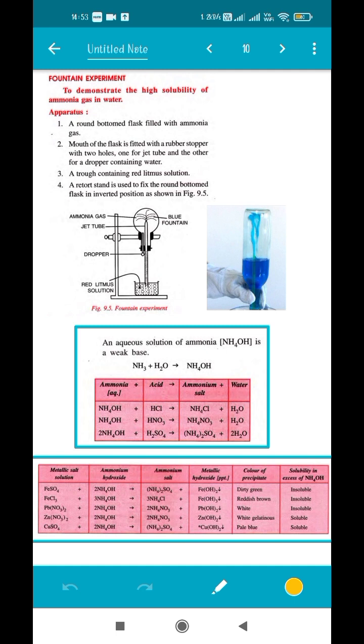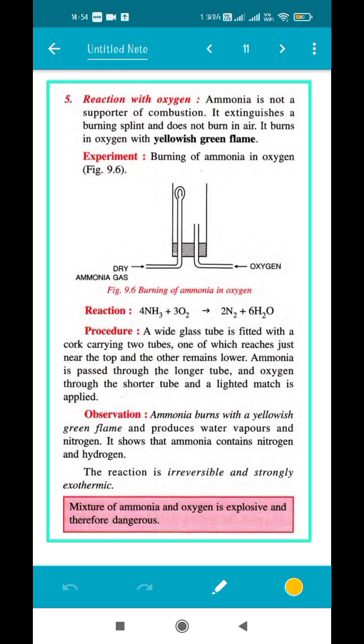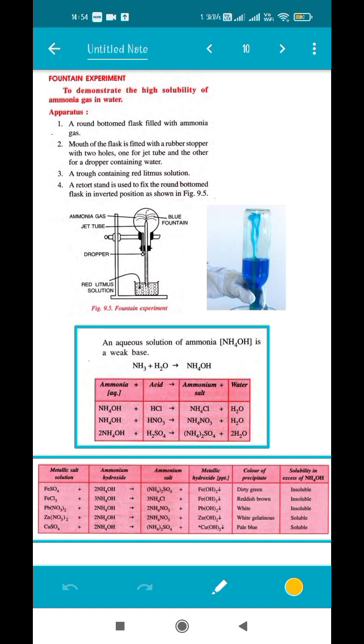Now let's see how this solution of ammonia reacts with acids. NH4OH, when it reacts with HCl, will give you NH4Cl and H2O. You will get the ammonium salt and water in all the cases. When ammonium hydroxide reacts with nitric acid, it will form NH4NO3, ammonium nitrate, and water again. Similarly, when it reacts with sulfuric acid, H2SO4, we get ammonium sulfate, (NH4)2SO4, and water. So these are a few reactions which are known to you or which are easy to remember.